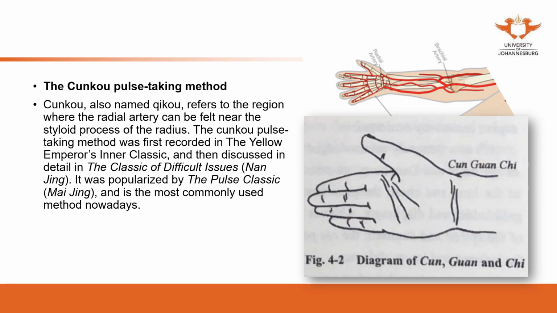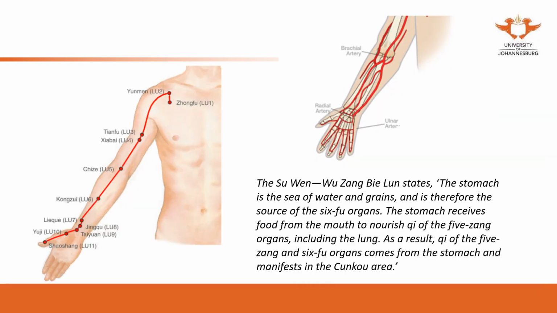The reason why you can use 气口 pulse taking to explain the condition all over the body is that in Nanjing, it proposed that all qi and blood gather in the lung meridian. So as I said before, the pulse we are feeling is the radial artery close to the wrist. So this is the area we're going to feel. So that's where the pulse comes from.